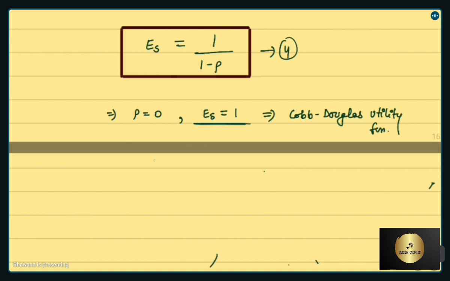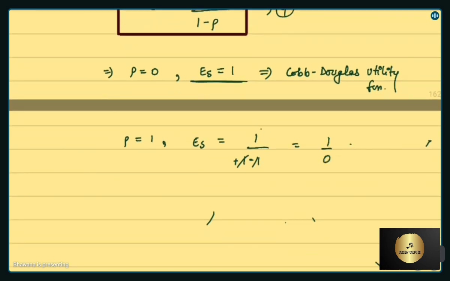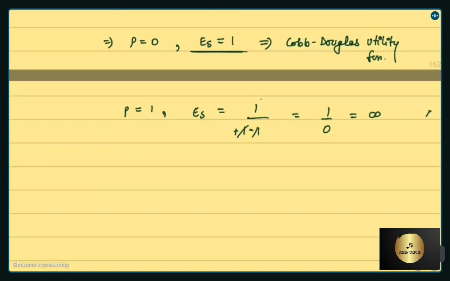And if you put the value of rho as 1, then you will get ES equals to 1 by 1 minus 1. What will this become? Plus minus cancel out, and this term 1 by 0, you will get infinite. So elasticity in this case will be infinite. So this is the case of linear utility function where goods are perfect substitutes to each other. That is, good x and good y are perfect substitutes if you get elasticity equals to infinite.